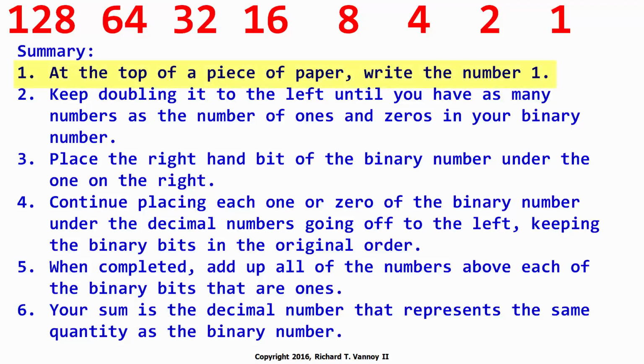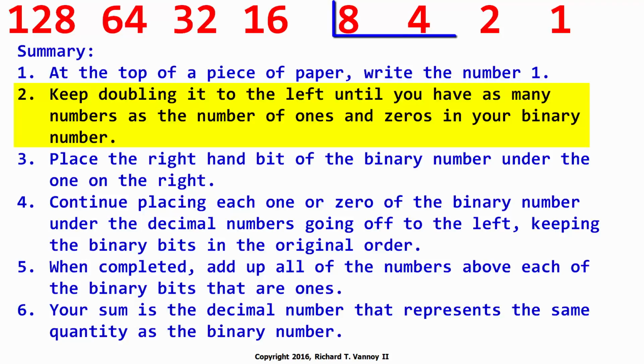Step 1, at the top of the piece of paper, write the number 1. That's what we've done. Step 2, keep doubling it to the left until you have as many numbers as the number of ones and zeros in your binary number. So if you only have a 4-bit binary number, like 1010, you only have to write 1, 2, 4, 8. Because you don't need to go any farther than the number of bits you have.